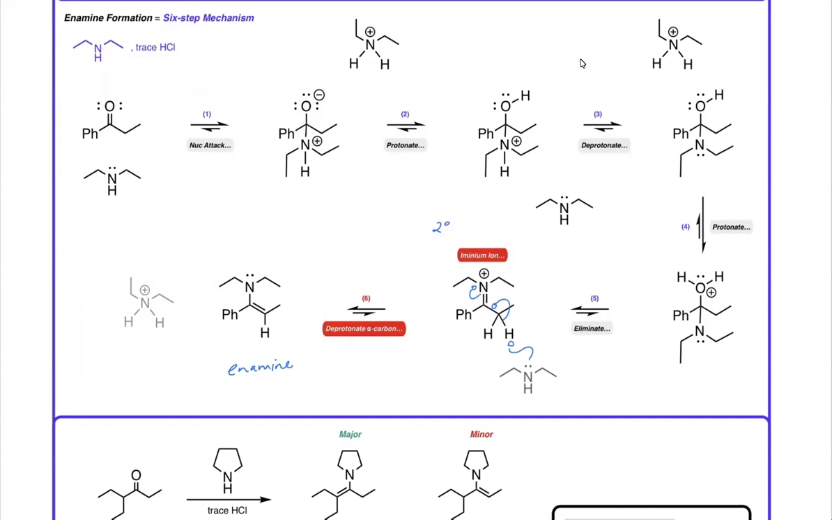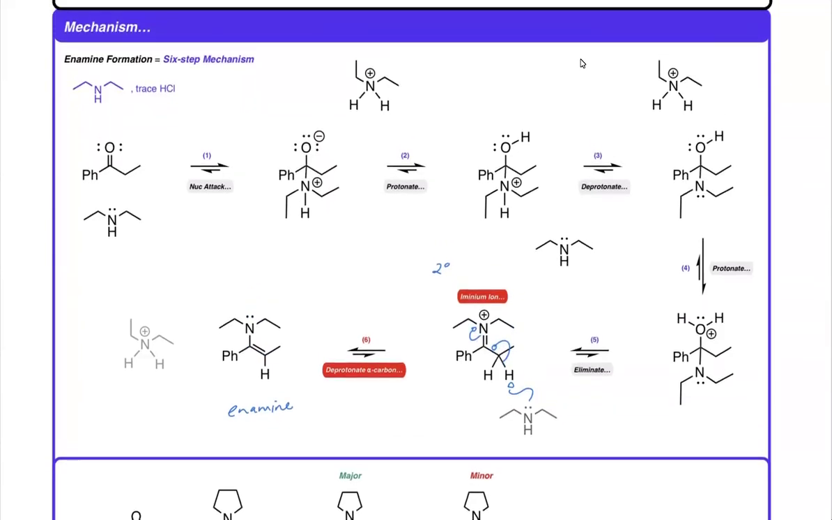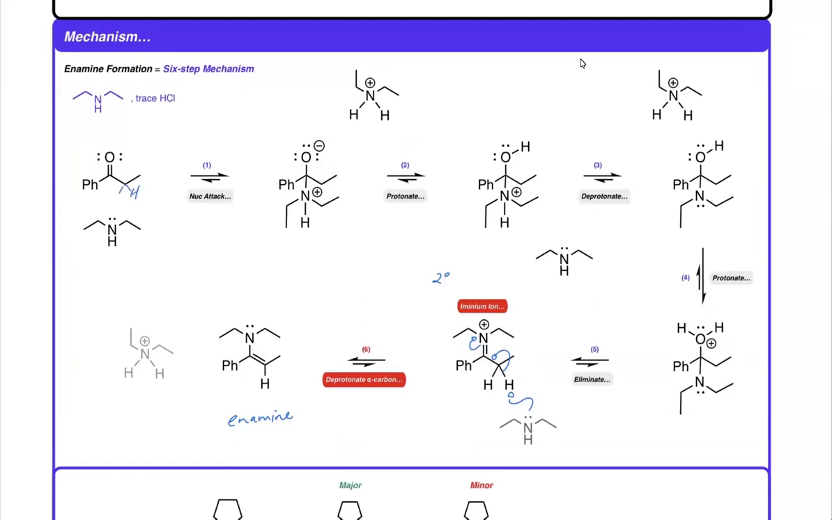We remove that hydrogen, and we use the electron density in that carbon-hydrogen bond to form a pi bond between the former carbonyl carbon and the alpha position. And then we break the carbon-nitrogen pi bond, leaving a nitrogen with the lone pair. So that means that to generate an enamine, we have to have at least one alpha hydrogen.